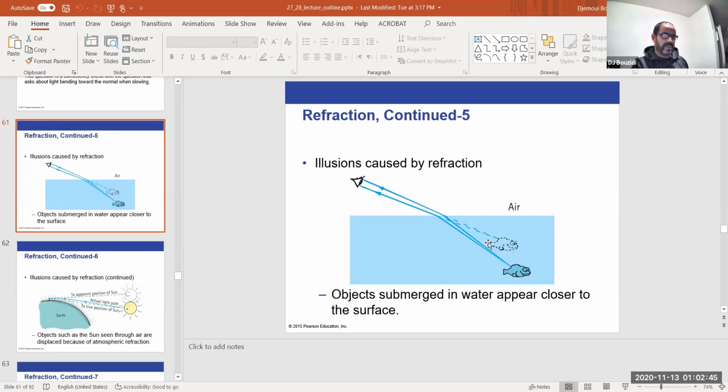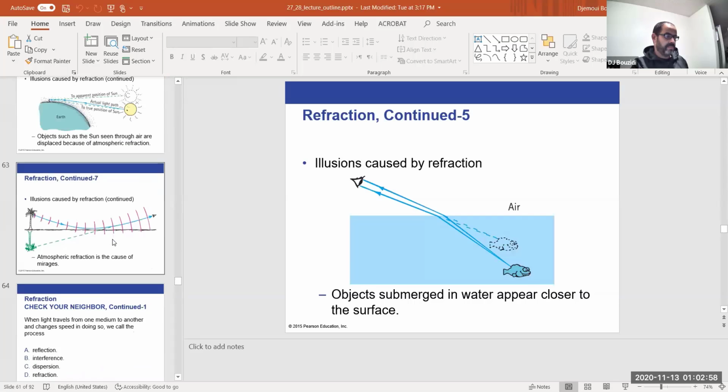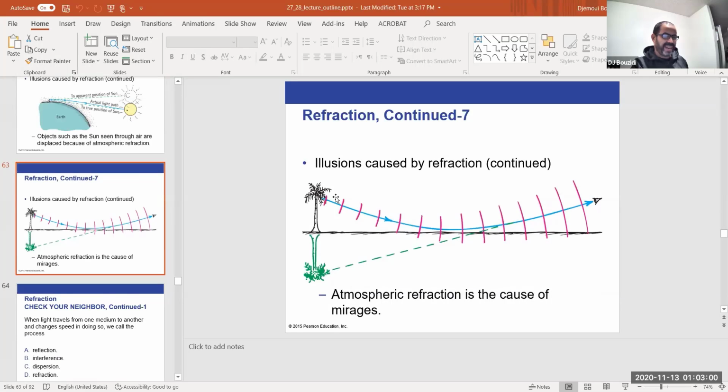So this is what I was talking about in terms of the fish. So when I see it, I think the fish is in here, so I try to grab it, but of course the fish is on the other side, so it's going to move away. The law of refraction in this case gives you that illusion too of the trees being reflected, as if you have water in here actually.